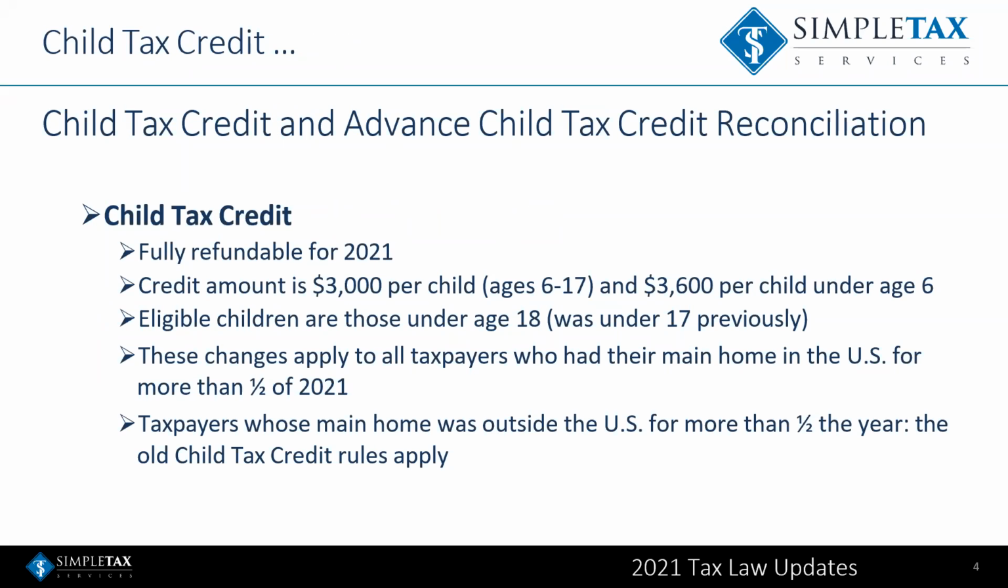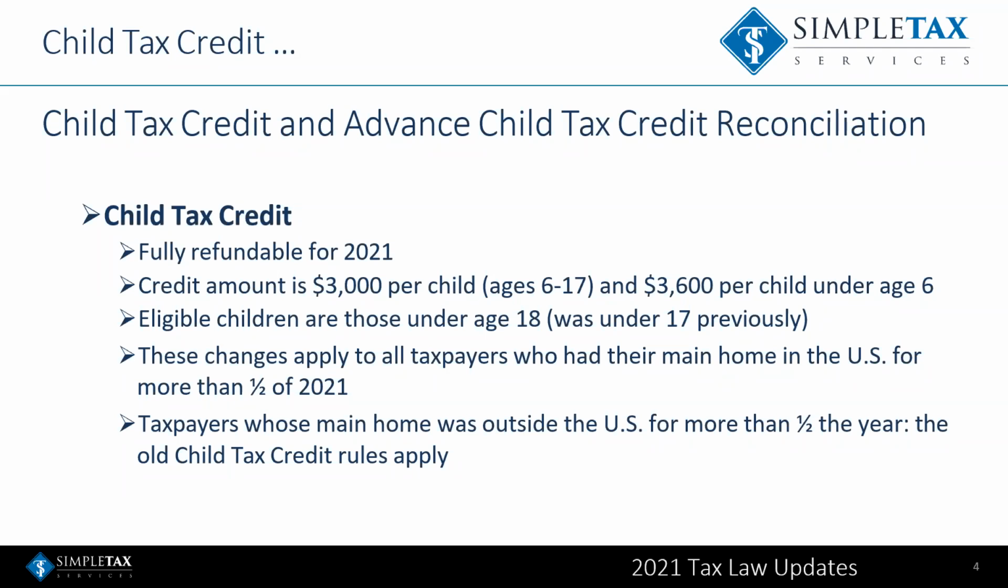So let's start here with child tax credit and the advanced child tax credit. So for 2021, the child tax credit is fully refundable. Previously, there was a non-refundable piece, and then there was a refundable piece. Now it is fully refundable. The credit amount is increased to $3,000 per child ages 6 through 17, and $3,600 per child under age 6. So eligible children are those who are under age 18 now versus under 17 previously.